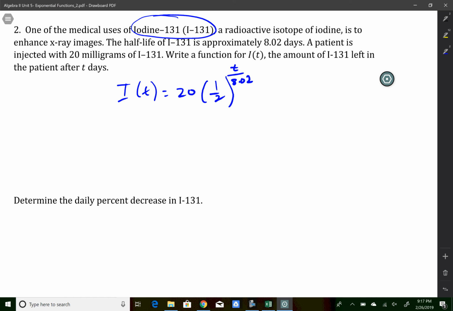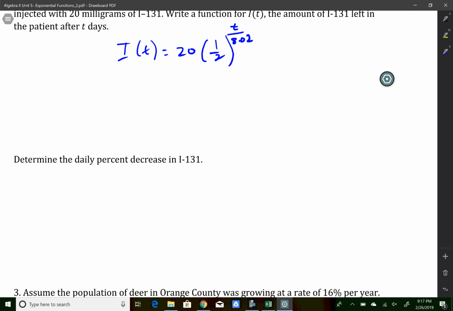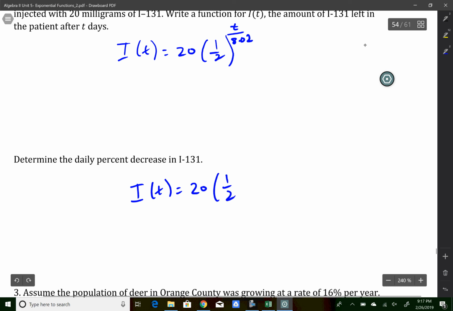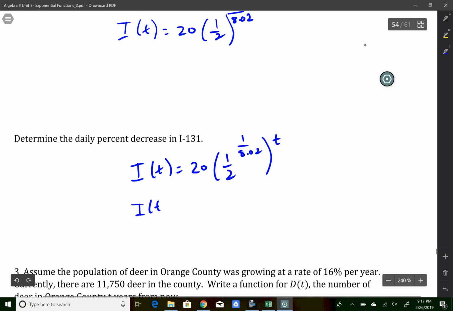So since t represents days, I want to make it so that the exponent is just t. So just like I did in the previous question, I need to use my exponent rules here and make this 1/2 to the 1 over 8.2 all to the t, so that that exponent is just days. Again, just like it did previously, clean it up a little bit. So we have I of t is equal to 20 times 0.9172.